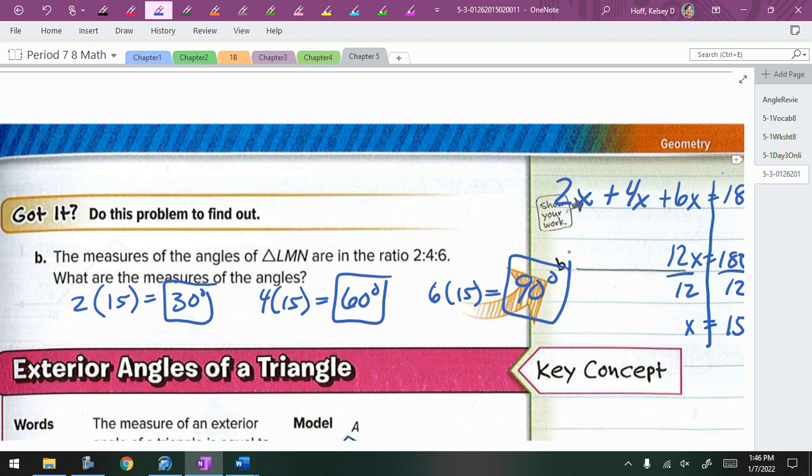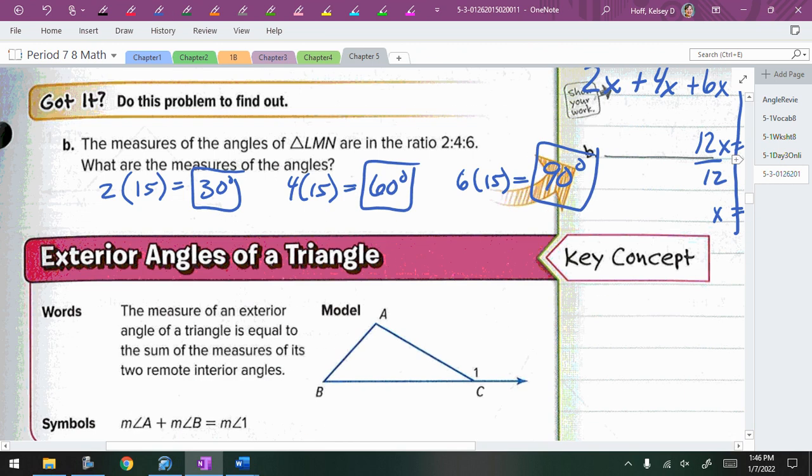Interior angles, inside a triangle, always add to equal 180. Okay? Interior means inside, exterior means outside.